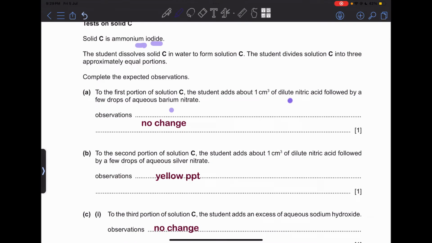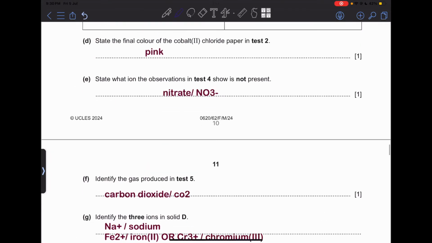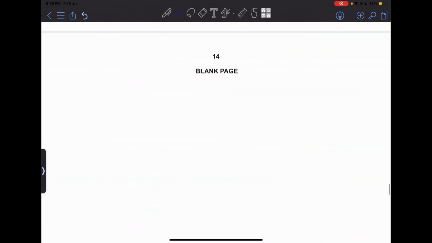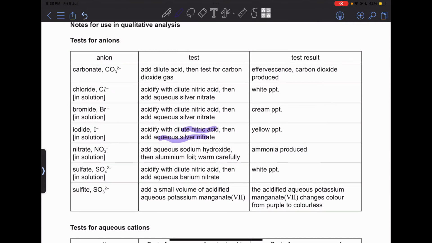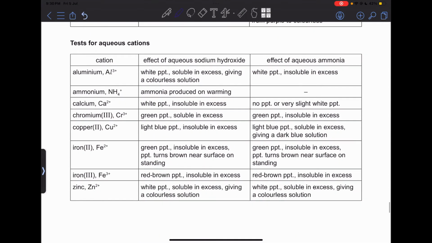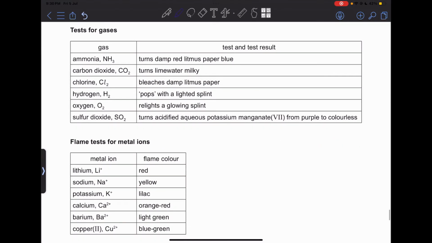The student added 1 centimeter cubed of dilute nitric acid followed by a few drops of aqueous barium nitrate. So let's see the test for ammonium. It's actually at the back. All the tests are now written at the back of the exam, if y'all can see. So over here, for the test for iodide, they add nitric acid and silver nitrate. This was not actually added in the question. They added barium nitrate. It's supposed to give us a yellow precipitate, but we will not get it because they added barium nitrate instead of silver nitrate. Now let's see for ammonium or ammonia.